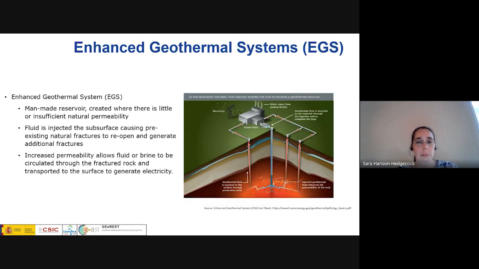In order to make a system economical, sometimes these are not ideal situations, and you have to create a made reservoir with better permeability, or better ability for fluids to flow through the subsurface. When this is the case, people pump down fluids to cause pre-existing natural fractures to reopen and generate additional fractures, which increases permeability, the effective porosity, and also the storage capacity of your system, which allows you to actually circulate fluids and generate energy.